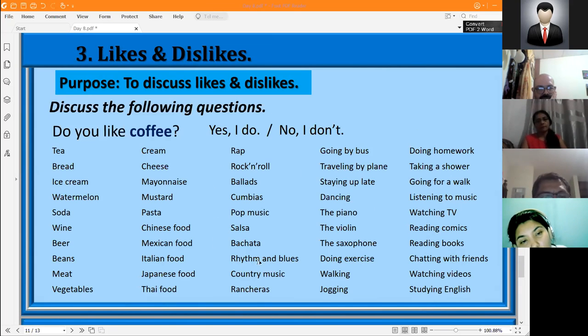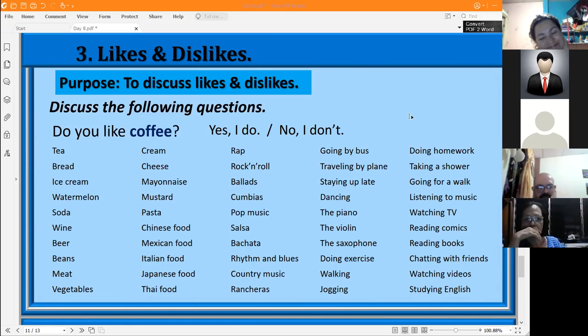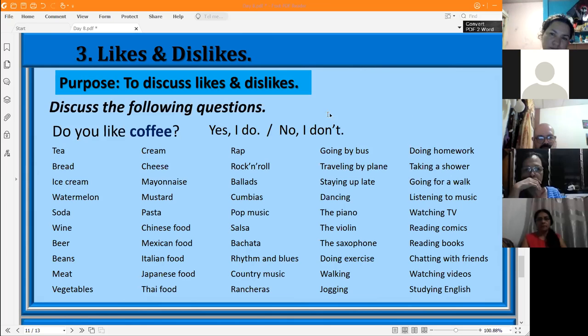Ask about these elements in this slide, okay? Who would like to make the first question? Teacher. Two volunteers. Let's see. Milena, you begin.